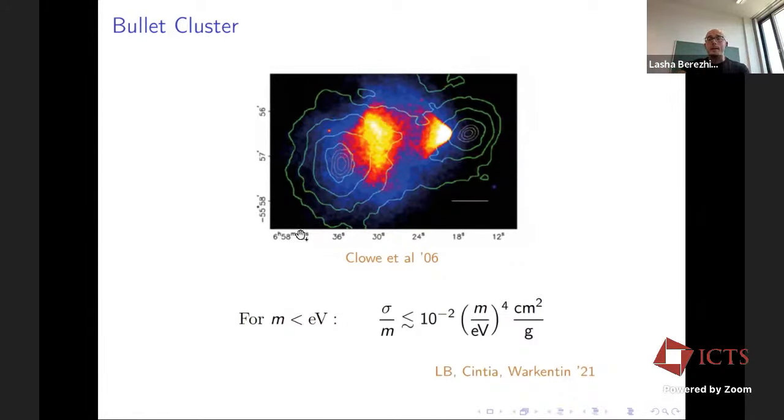Okay, so in the case of this ultralight mass range, for m less than an electron volt, the cross-section bound that we infer from these classic papers needs to be revisited, and it becomes much tighter, and it depends on the mass, because the bosonic enhancement factor also depends on the mass of the particle.